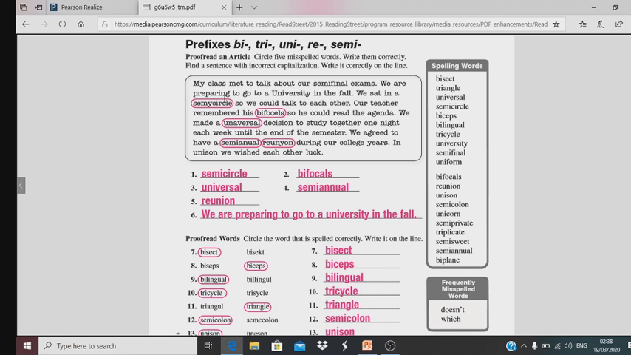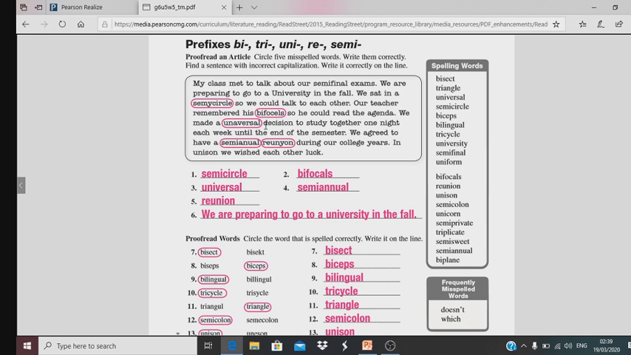We said in a semicircle, so we could talk to each other. So here semicircle, semi, it ends with I, not Y. So this is the mistake. Our teacher remembered his bifocals so he could read the agenda. So bifocals here, the problem is that it should be with A, not the E.